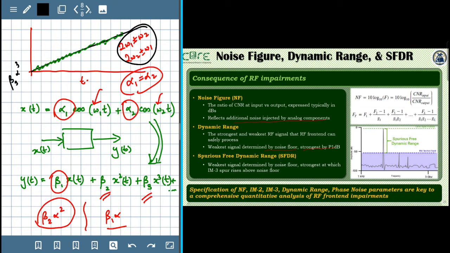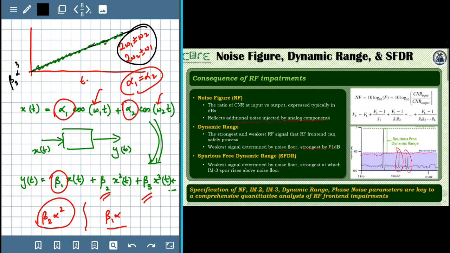The spurious free dynamic range, SFDR, is another important parameter of characterizing RF frontends. The weakest signal is again determined here by the noise floor. The strongest signal is the one at which the intermodulation distortions rise above the noise floor level. So if the receiver noise floor is at this level, the range of the input signal level at which the IM3 rises above the noise floor level is referred to as the highest possible signal level that can be safely processed, and that determines the SFDR, the spurious free dynamic range of the receivers.